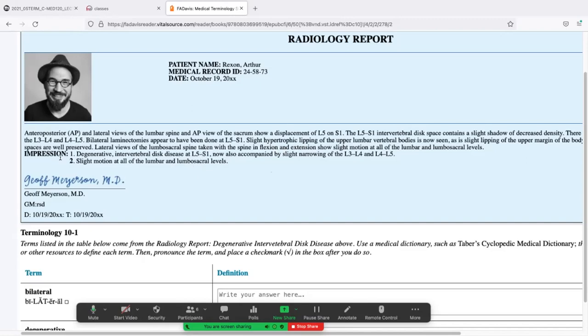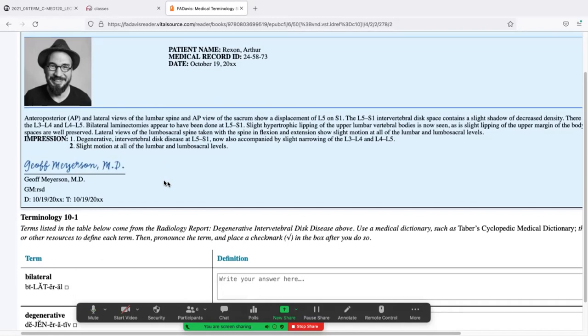And impression is the same thing as the diagnosis. So what is the diagnosis of Dr. Myerson? Well, looks like he has degenerative joint disease, intervertebral disc L5-S1. He has slight narrowing of L3, L4, L4, L5. That means I got to start looking at this. And slight motion goes on all lumbar and lumbosacral levels, which is semi-normal. But the very fact accompanied by this stuff, it's cause for some concern.